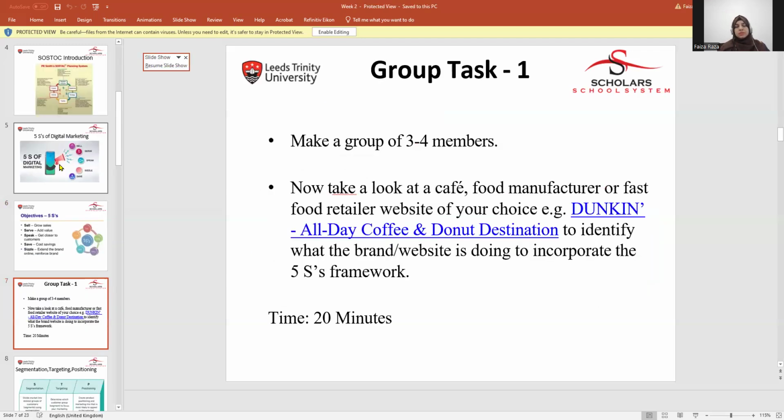We did a group task in the class. We took a look at a cafe, food manufacturer, fast food retailer, or whatever. We took a website. The students have to take a website and check its options to identify what the brand website is doing to incorporate those 5S in the framework.